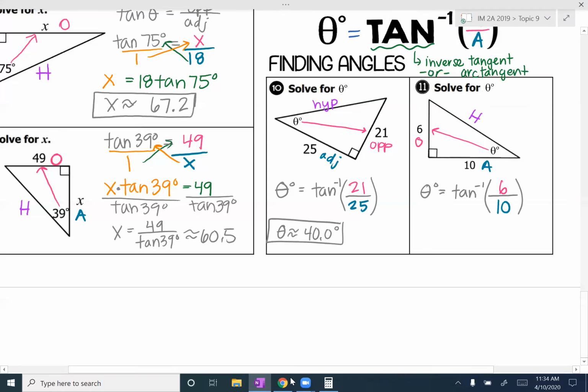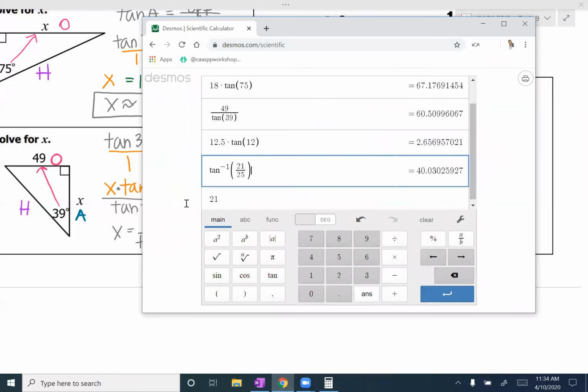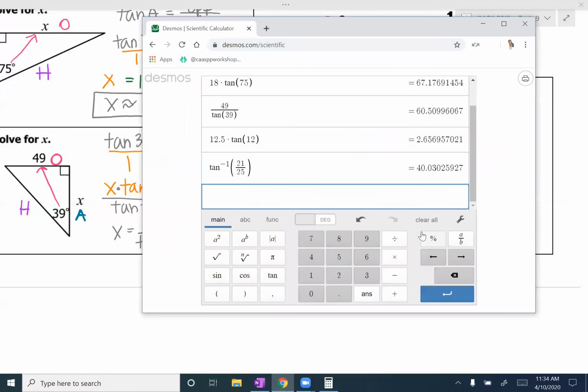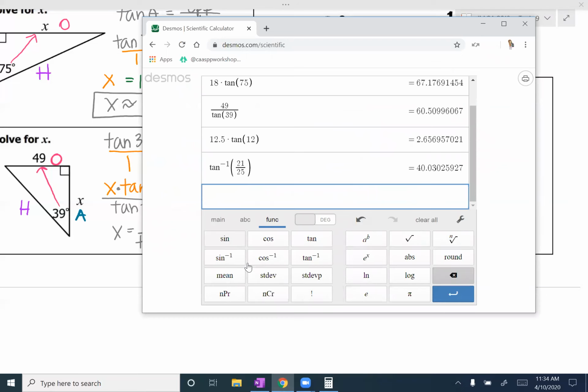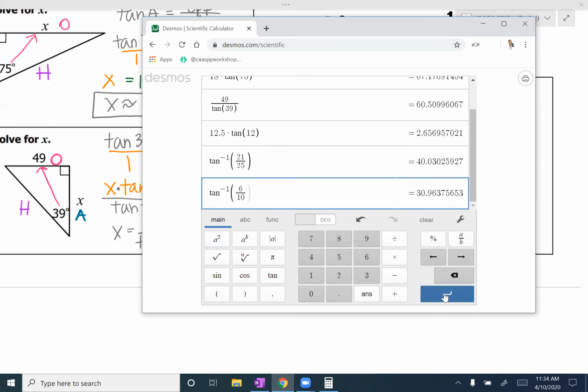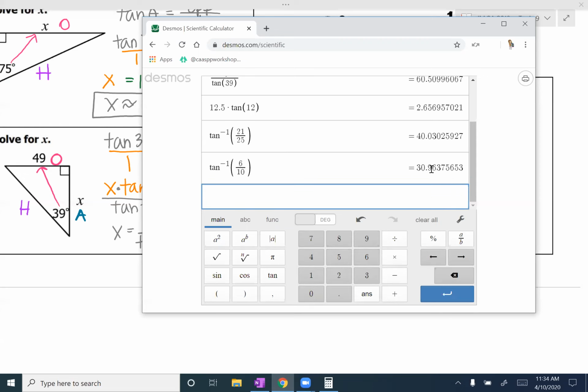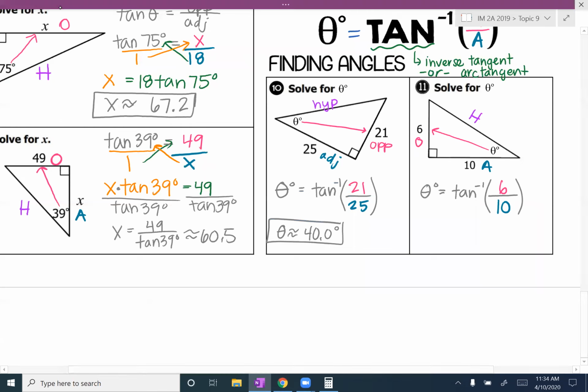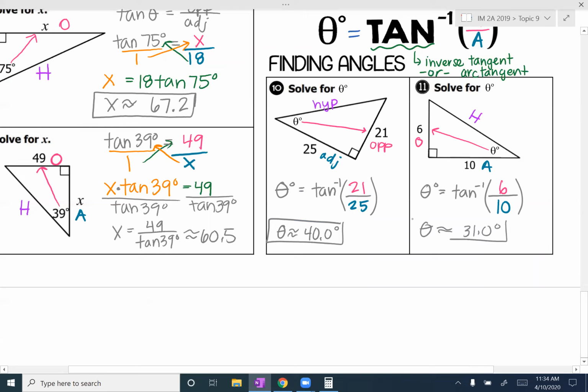I'm just going to type this one into Desmos. So if I do inverse tangent of 6 divided by 10, that gives me 30.96. So that 6 is going to round that 9 up. So this is actually going to be 31.0 degrees. So theta is about 31.0 degrees.